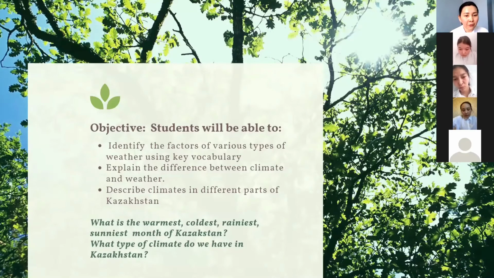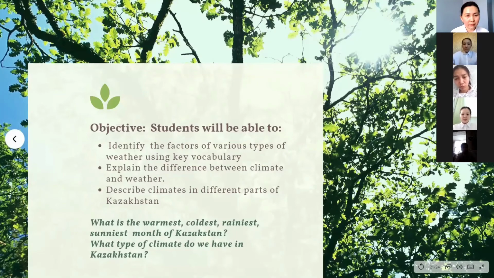Now let's look back to the objectives. Could you identify the factors using the key vocabulary? Yes. Could you explain the difference between climate and weather? What is climate? Climate is long-term weather trend, weather condition. And what is weather? Weather is everyday conditions. Weather includes sunlight, rain, snow, temperature, cloud.